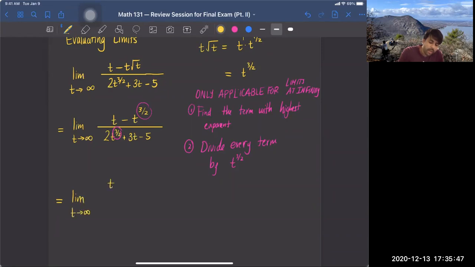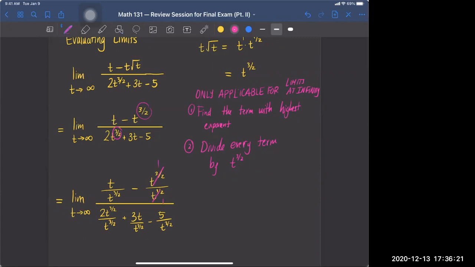I'm going to divide everything by t to the 3 halves because that happens to be the highest exponent. Then I get 2t to the 3 halves divided by t to the 3 halves plus 3t over t to the 3 halves minus 5 over t to the 3 halves. There's a lot of cancellation involved. These are the same, so I'm left with 1 over... it's going to be -1/2. Is that going to be the final answer?